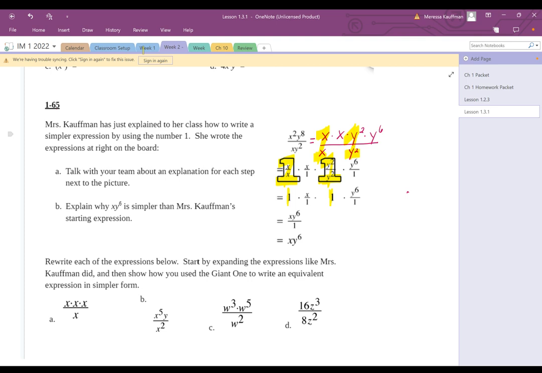And that will leave you with just x and y to the 6th. Anything divided by 1 is just itself. So my answer, or my simplification to this expression, is x times y to the 6th. So what I want you guys to do is, after that explanation, pause the video and then go ahead and answer these two questions.